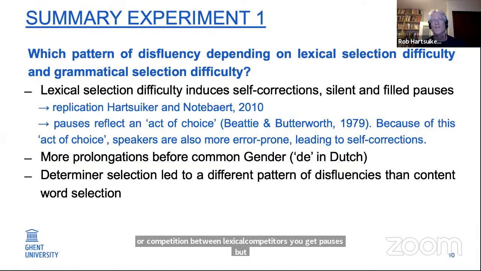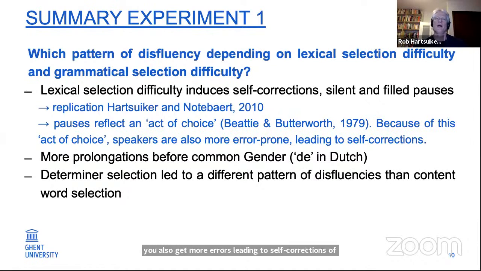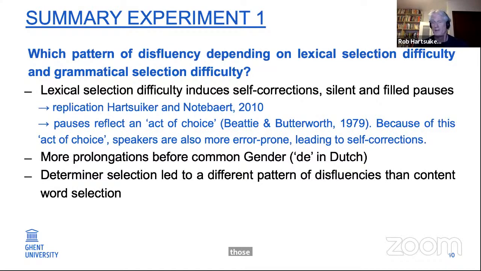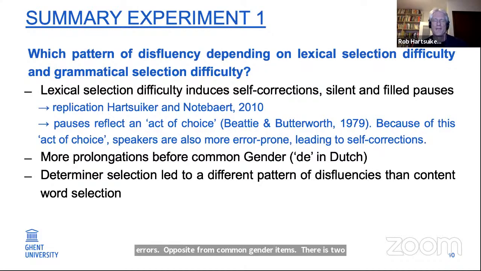Opposite from our predictions, we found more prolongations before common gender items. And there's two possible explanations we have for this. One of them is that common gender is more frequent in Dutch, but in our experiment, because we explicitly manipulated this, the distribution was quite different from that in the language, namely 50-50. So one possibility is that our participants over-predicted low frequent neuter gender because it occurred relatively frequent in our experiment.